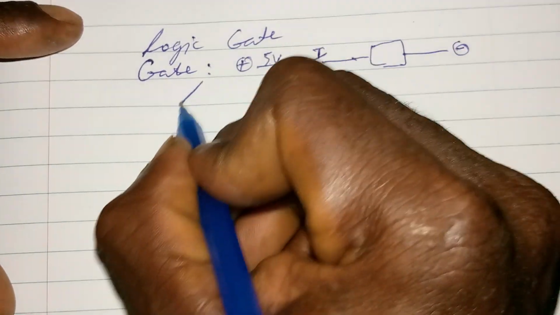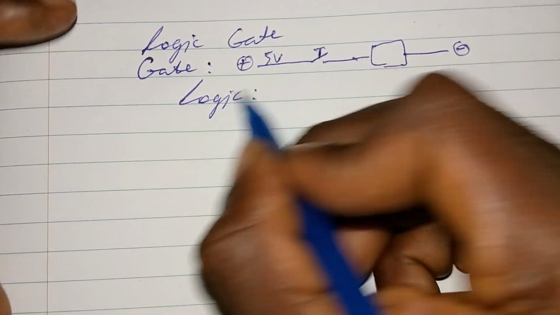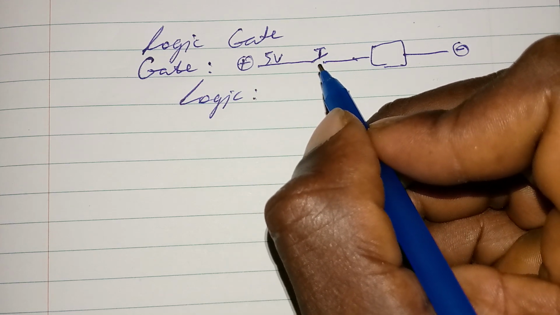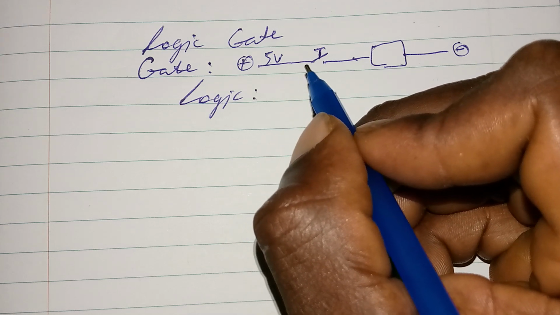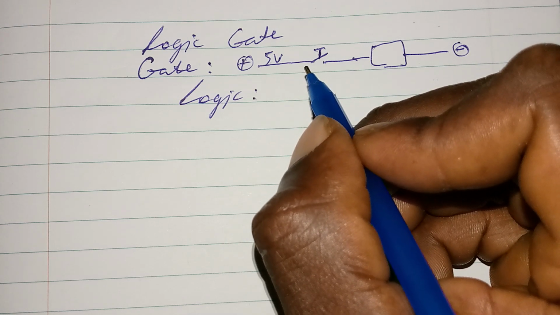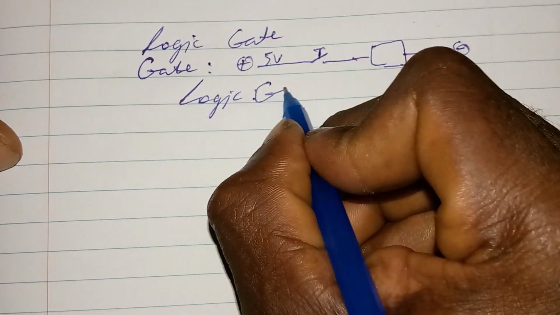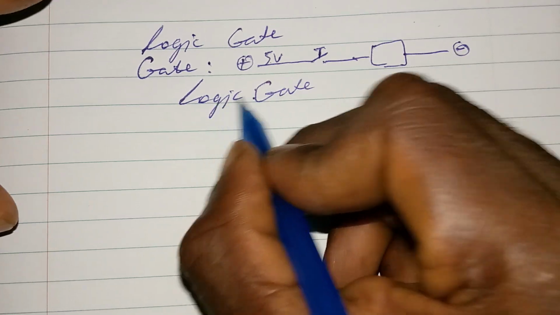Now we talk about logic. Logic here is just a reason. It can be any reason, just a good reason, sensible reason, scientific reasons. It can be electronic reason. So if you add a gate here, then this is actually logic gate.